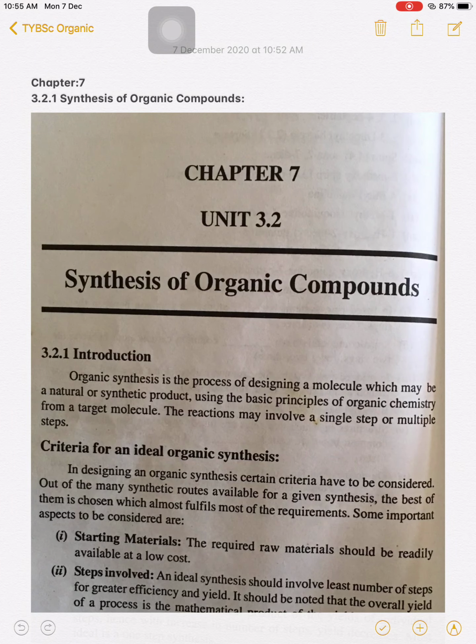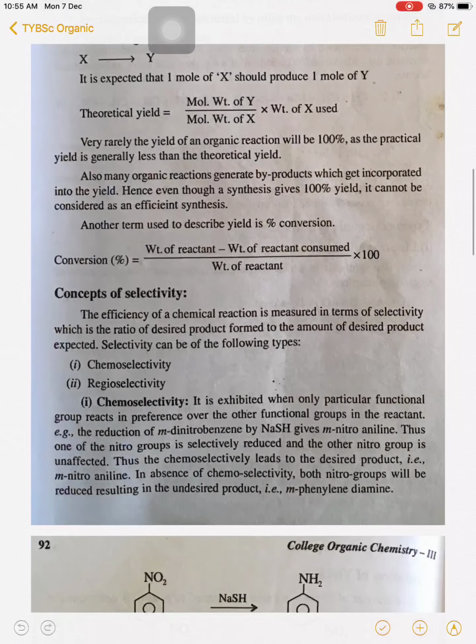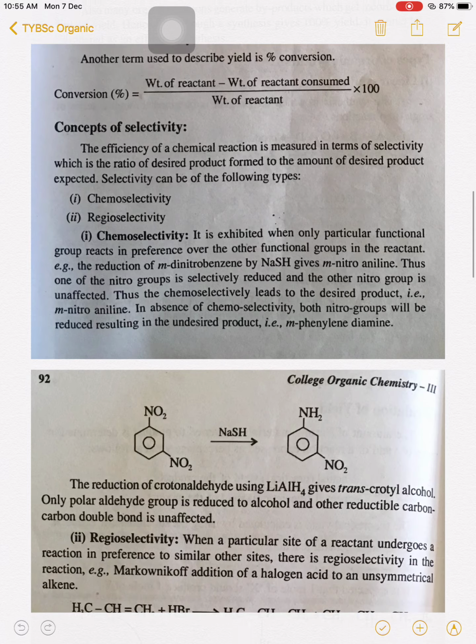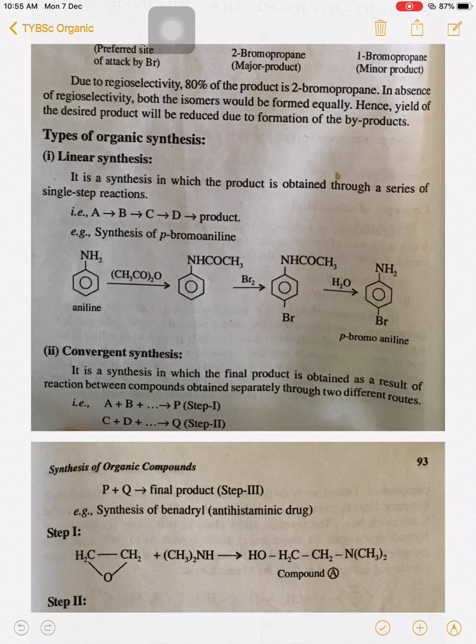From the topic synthesis of organic compounds, in the last lecture we have seen criteria for ideal organic synthesis, what is meant by percentage yield, and the concept of selectivity. So let's begin with the next point, types of organic synthesis. So what are the types of organic synthesis?